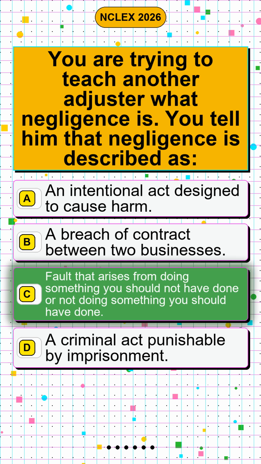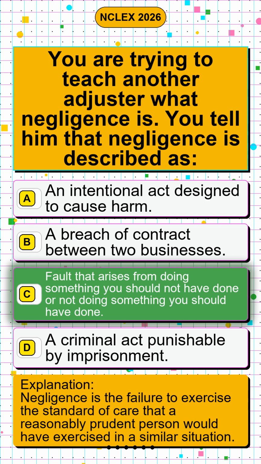The correct answer is option C. Fault that arises from doing something you should not have done or not doing something you should have done. Negligence is the failure to exercise the standard of care that a reasonably prudent person would have exercised in a similar situation.